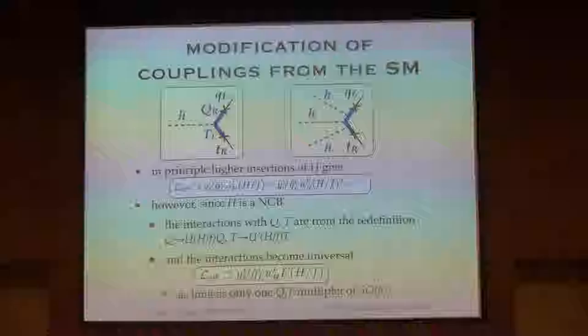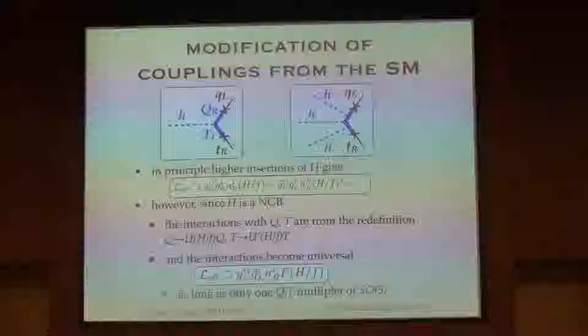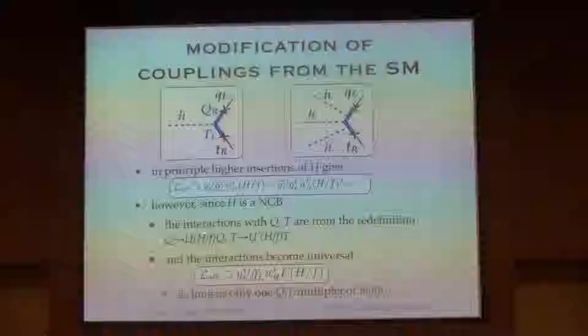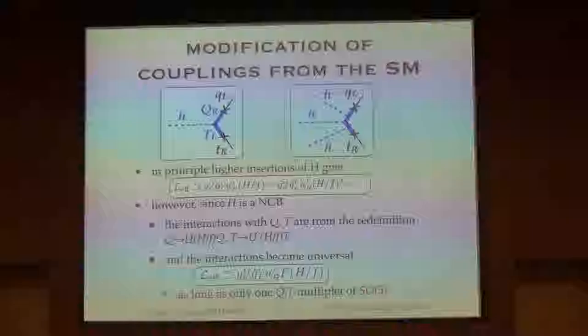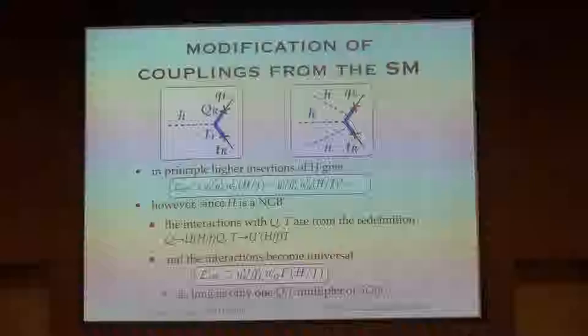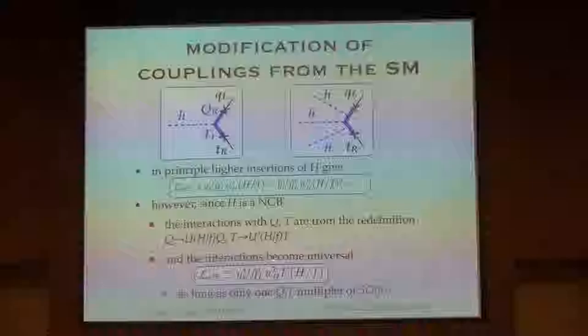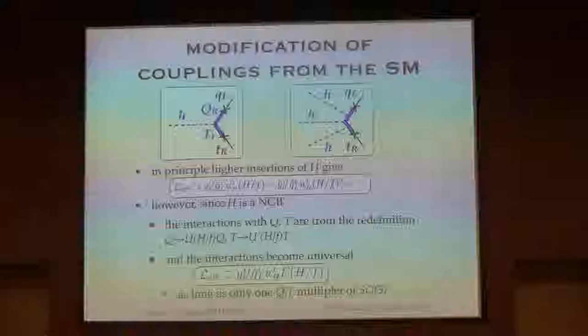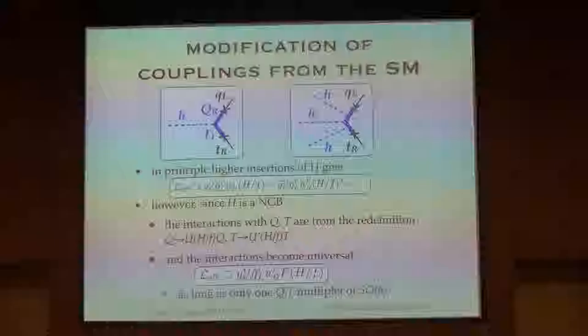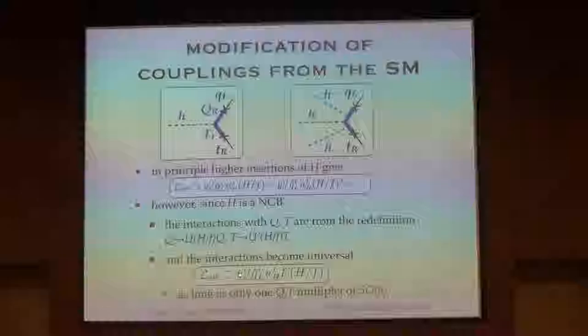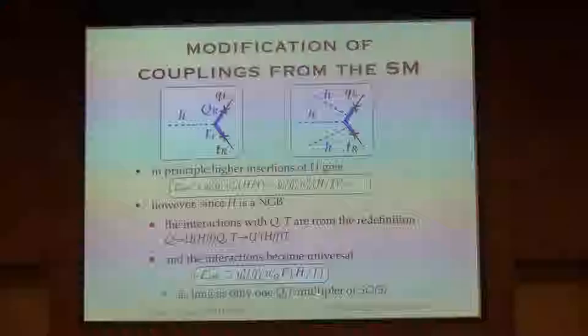Now this is where the Nambu-Goldstone boson nature of the Higgs comes in. Since the Higgs is a Nambu-Goldstone boson, the way it interacts with Q and T, the composite resonances, is really by having factored out the coset structure. So we factor out the Goldstone boson from the field from these composite resonances. So you see that there's some universality here, and this universality amounts to the fact that these two interactions are related. There is just one function here, f of h over f, for all these terms. So it's the same kappa times a universal function. This is true as long as you sit in one multiplet of the SO(5). So if Q and T are just one multiplet of SO(5).